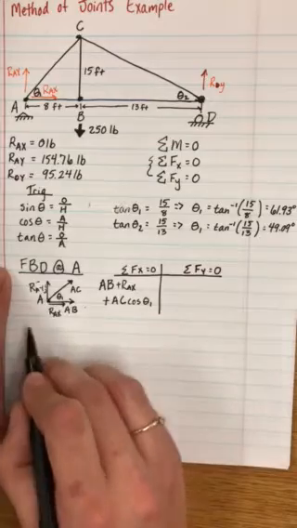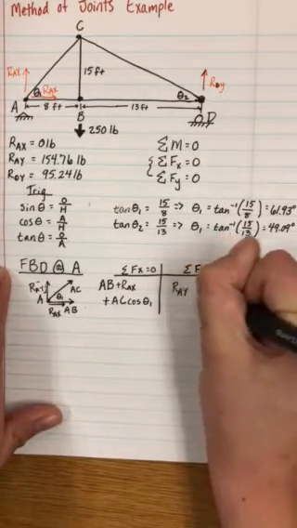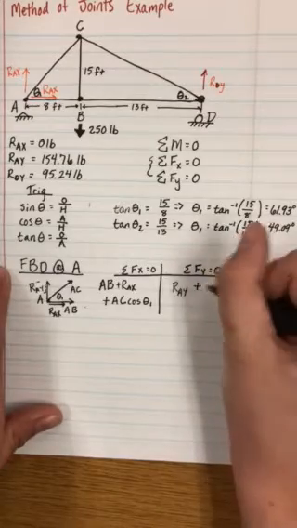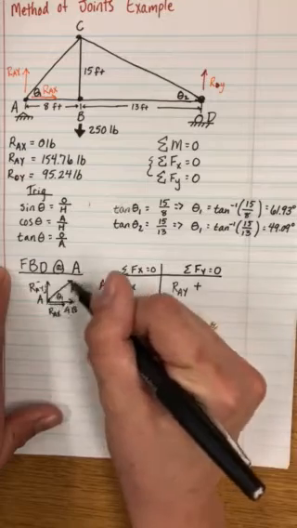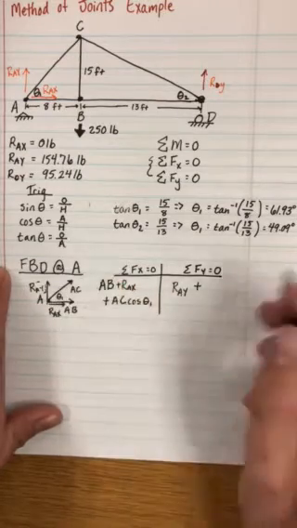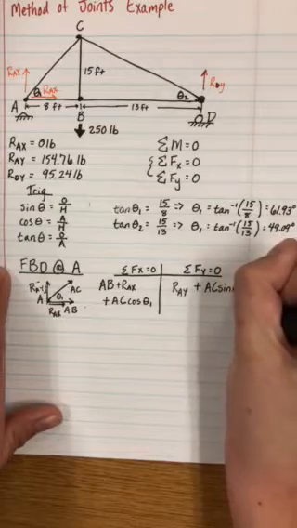Now for the y direction, we have the reaction force of A in the y direction plus the y component of line segment AC, of member AC. And that's going to be mapped by AC sine of theta 1.